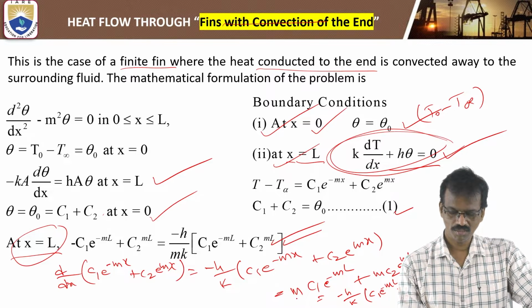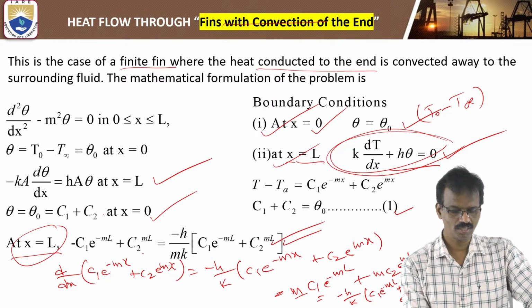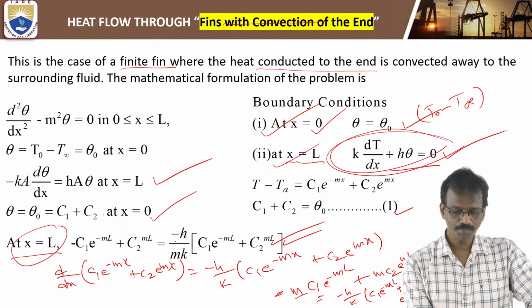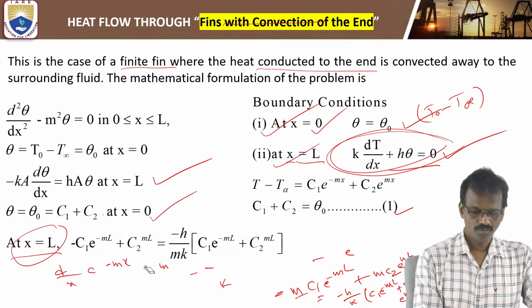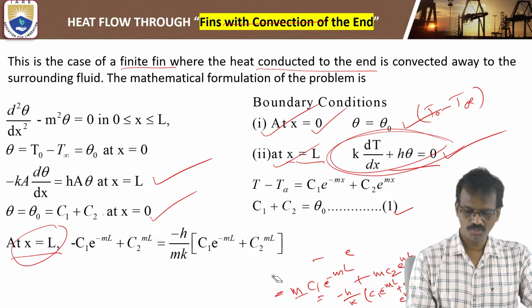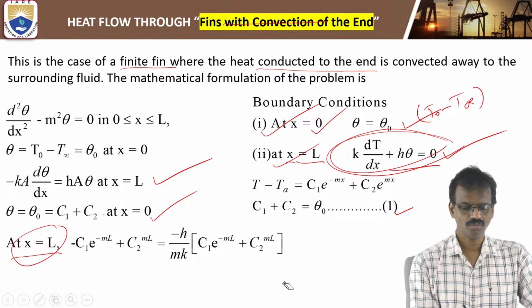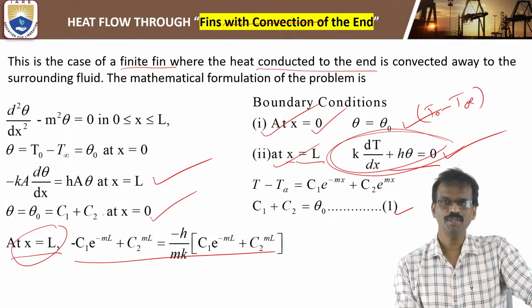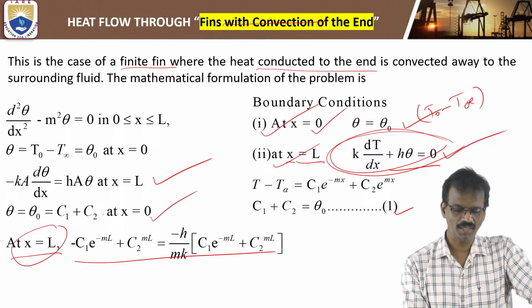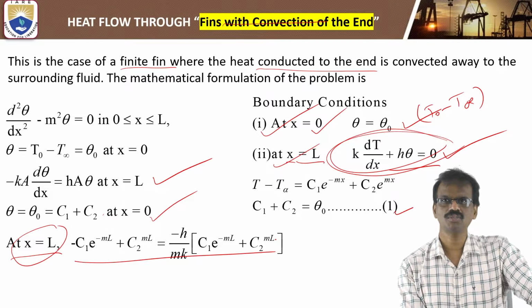In both cases, m is the common term, so you can take it out and send it to the other side, giving minus h by mk. After the derivation and the substitution of x is equal to L, we get this step: minus C1 e to the power of minus ml plus C2 e to the power of ml is equal to minus h by mk, C1 e to the power of minus ml plus C2 e to the power of ml.